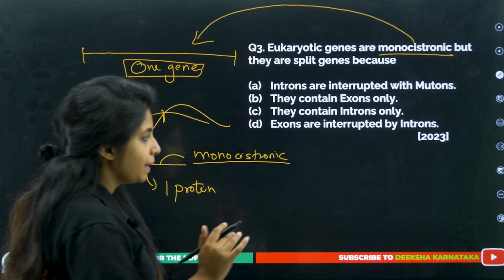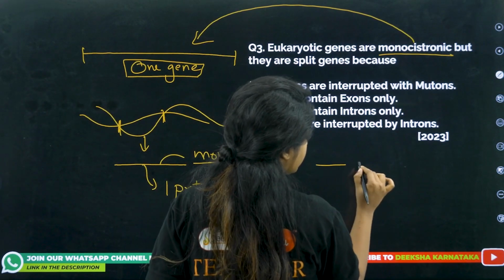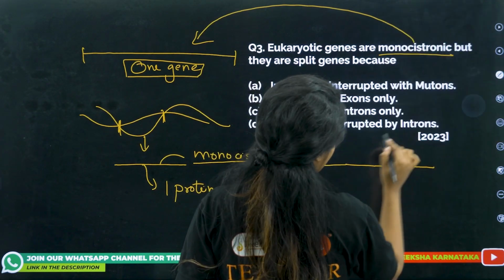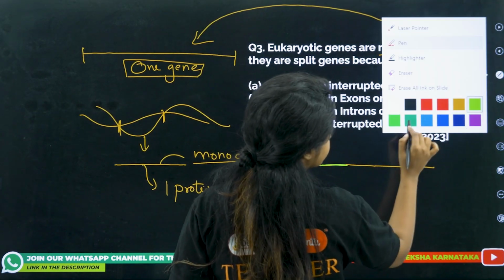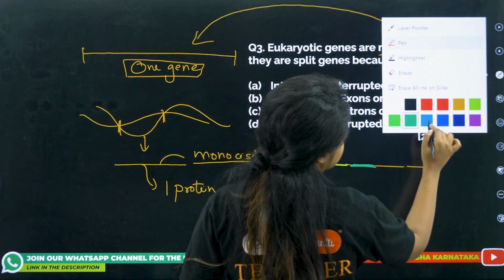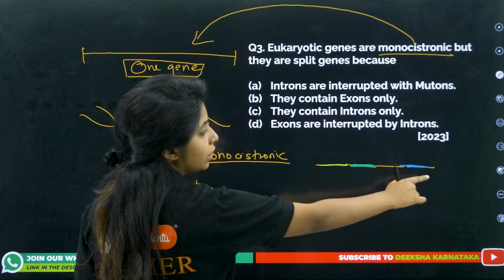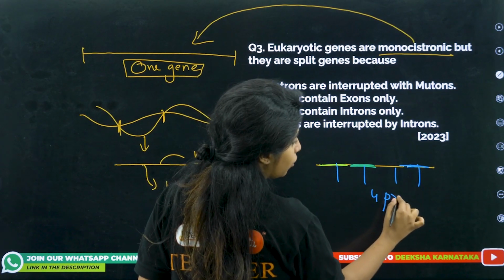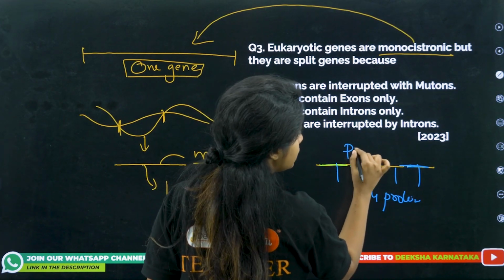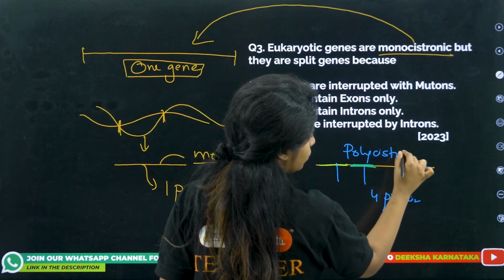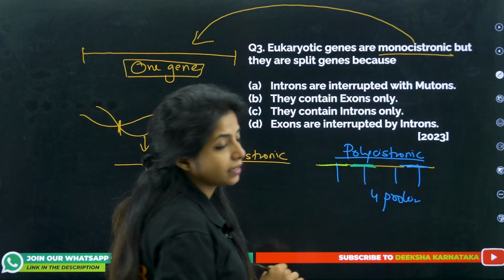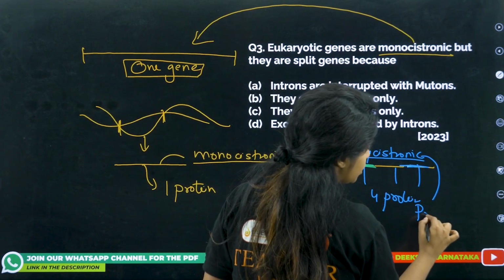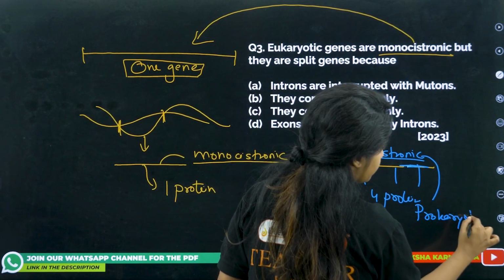What do you mean by that? Basically, when you have multiple genes in a transcription unit, like this, like this, if there are 1, 2, 3, 4 genes, and the four genes will be coding for 1, 2, 3, 4 proteins overall, you call this polycistronic. You call this polycistronic, and this is found in prokaryotes.